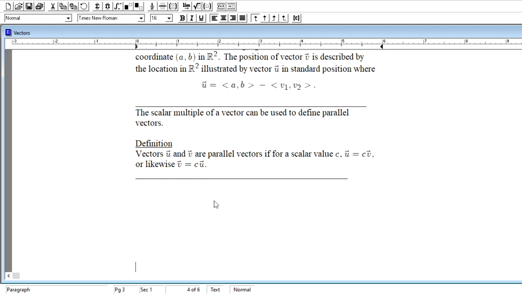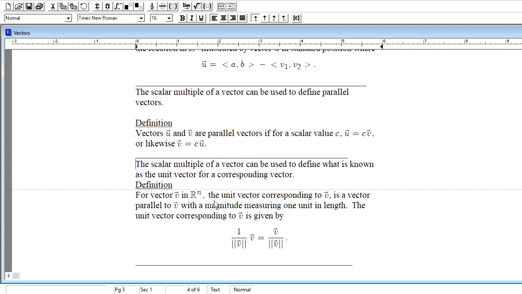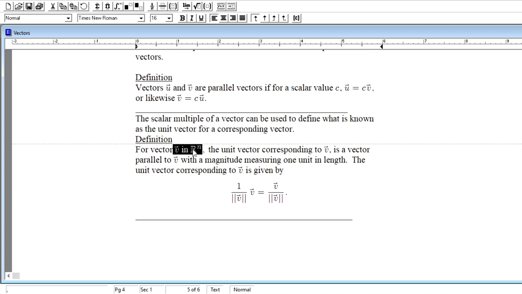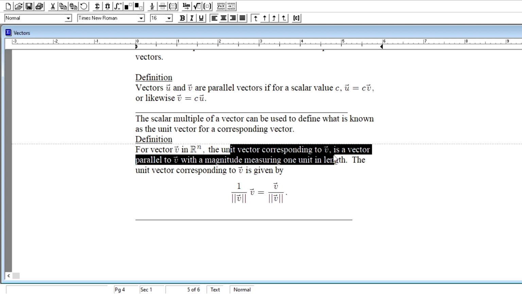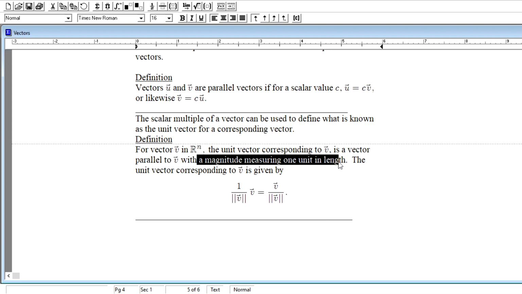And along with that, the scalar multiple of a vector can also be used to define what is known as the unit vector for a corresponding vector. For the unit vector v bar in R sub n, the unit vector corresponding to v bar is just going to be a vector parallel to v, meaning that it's pointing in the exact same direction as v, but it has a magnitude that is only 1 unit in length. That is what it means to be a unit vector for a corresponding vector.